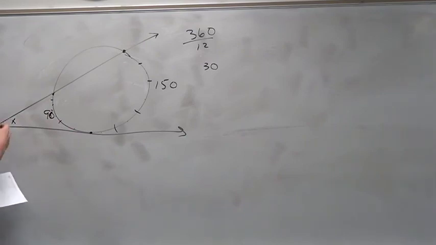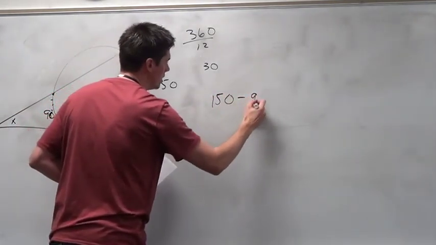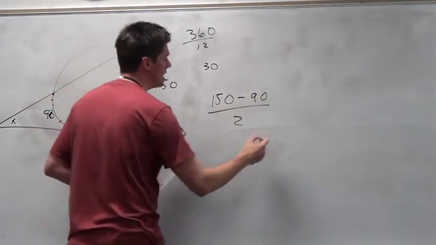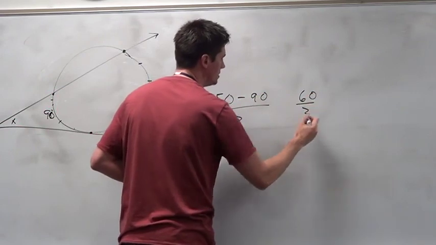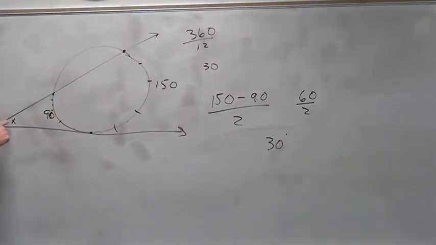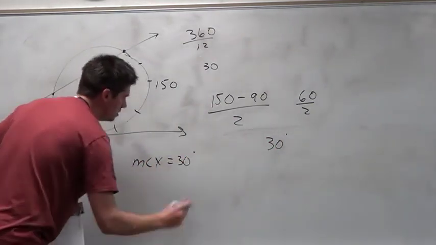So once again, it's outside. So we take the big one, which is 150, the big arc, minus a little arc of 90 degrees, and then we divide by 2. 150 minus 90 is 60. Divide by 2, you get 30 degrees. So in this case, the measure of angle x is equal to 30 degrees.